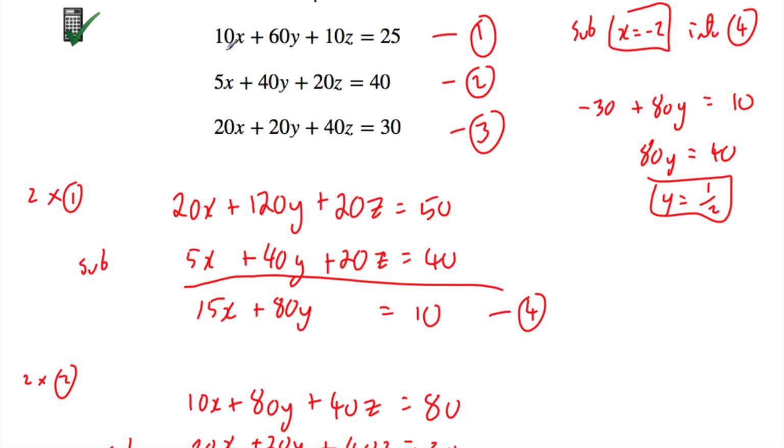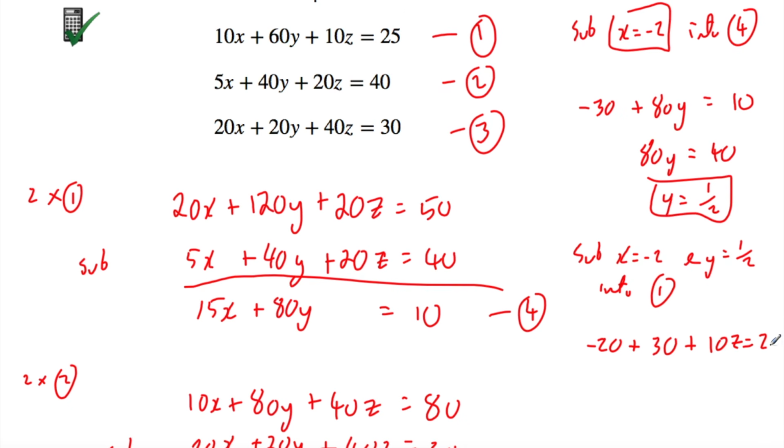Now let's substitute those into either equation 1, 2, or 3 and find out what z is. So I'm going to choose equation 1 here. So I'm going to sub x equals negative 2 and y equals a half into equation 1. So 10x, that's 10 times minus 2, that's minus 20. And then plus 60 times a half, well 60 halves is equal to 30, so plus 30, plus 10z equals 25. Then minus 20 plus 30, that's 10.